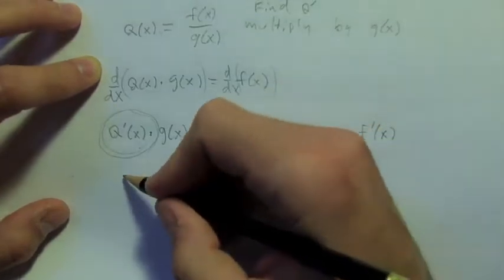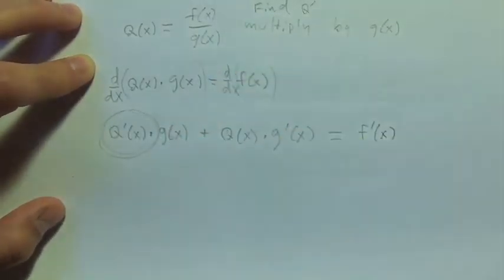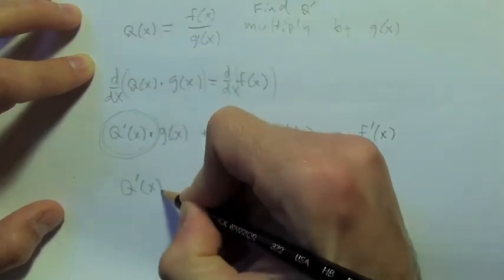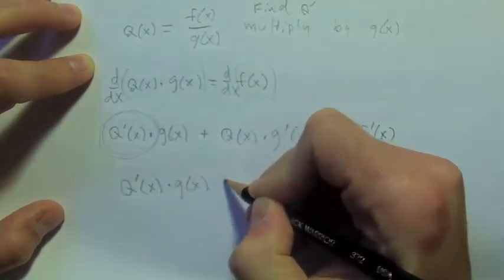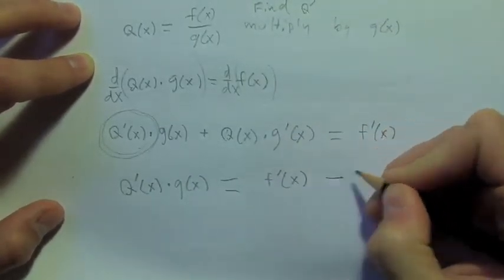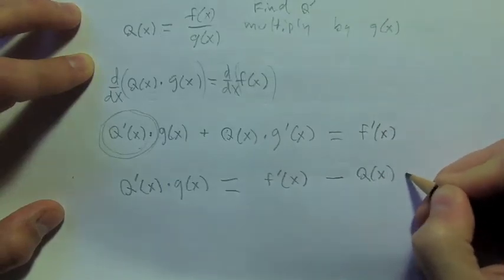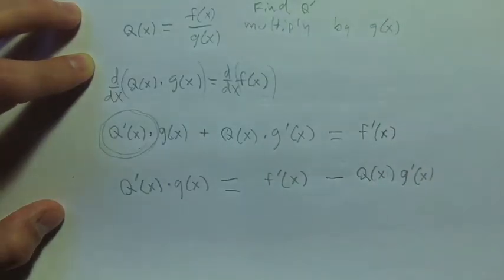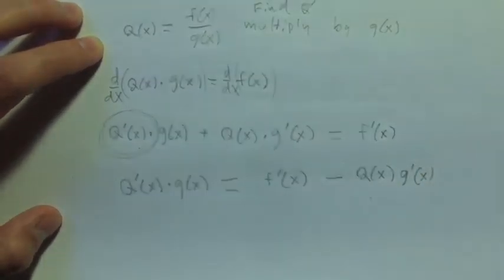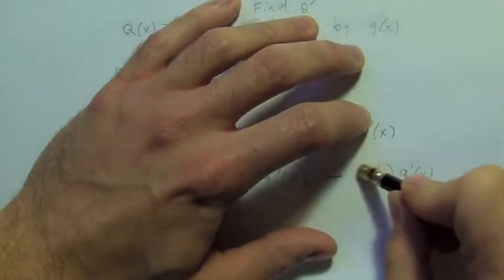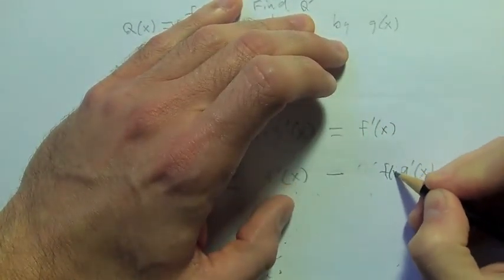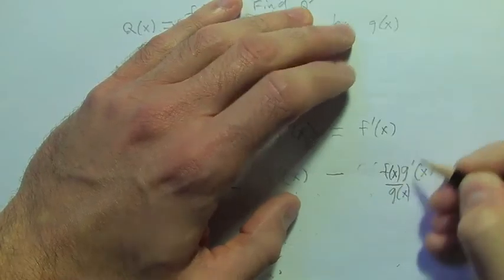So I'm just going to solve. I'm going to move this over and then divide by g. So I get that q prime of x times g of x is equal to f prime of x minus q of x times g prime of x. Now, what was q? Well, q was f of x over g of x. So let me go ahead and write this as f of x over g of x.